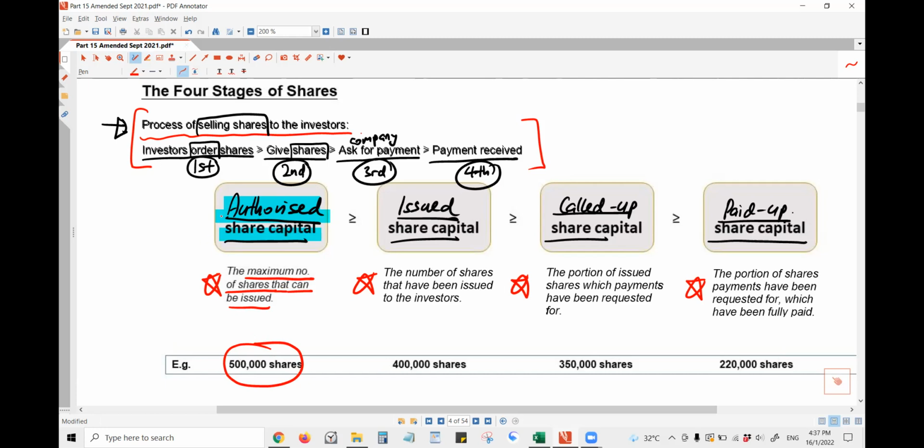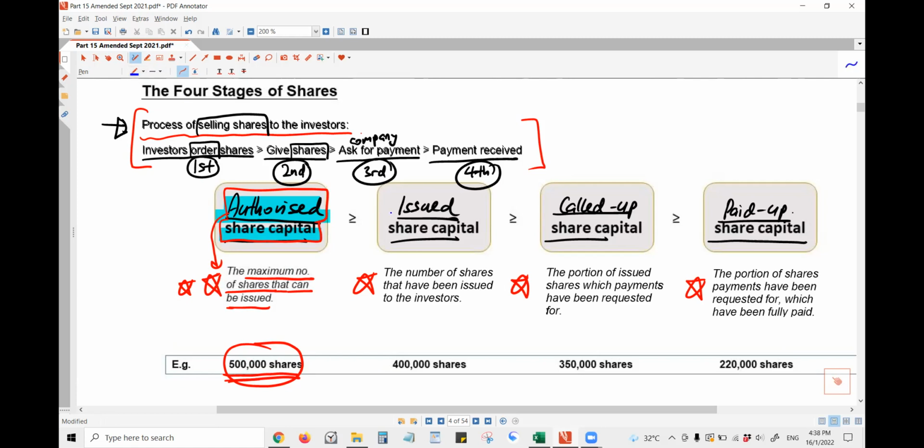What is the maximum number of authorized share capital? I'm not sure. This is outside our scope of learning. For our accounting subject purpose, you just have to know the definition. How they came up with authorized share capital, who set this rule, we don't have to know. If you want to know, you can search online. Let's say this is the authorized share capital in a company. That means the company can never sell more than 500,000 shares to investors. This is the meaning of authorized share capital.